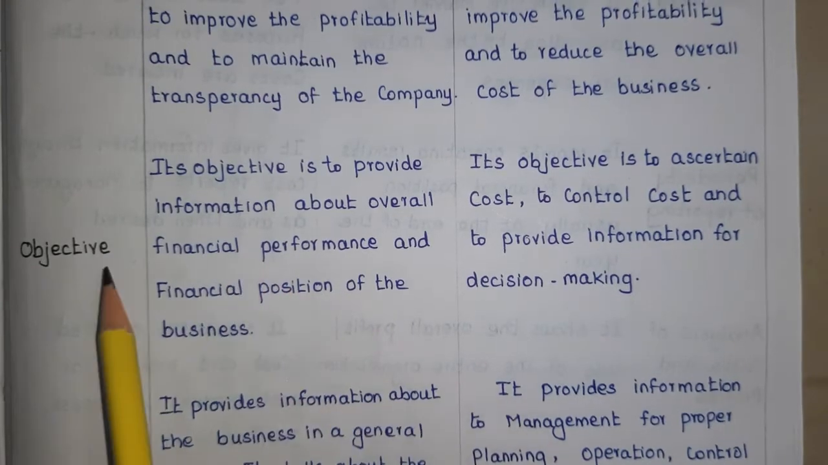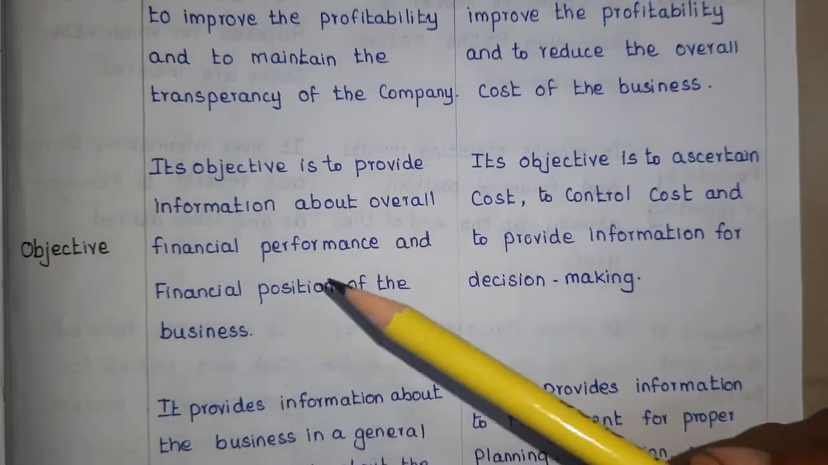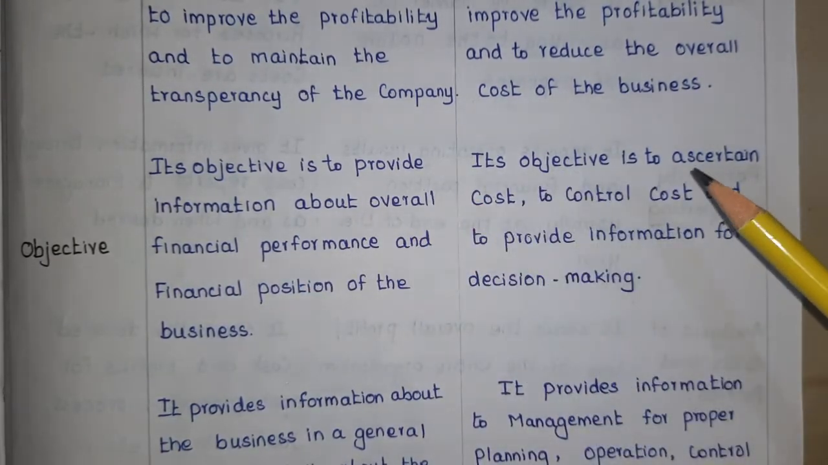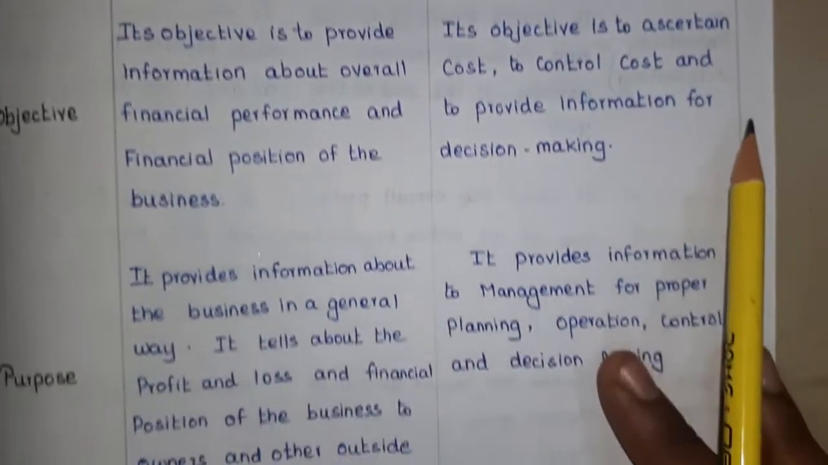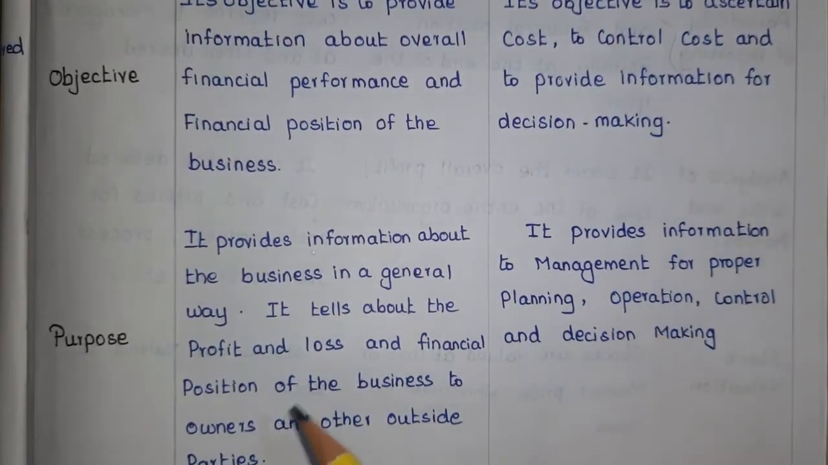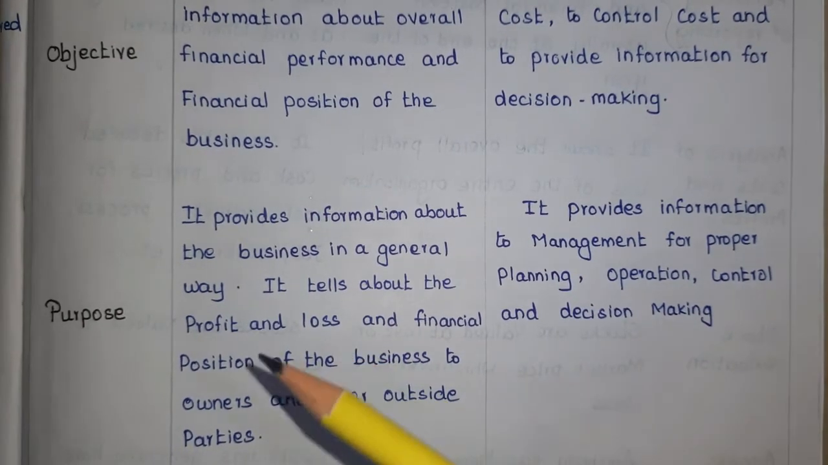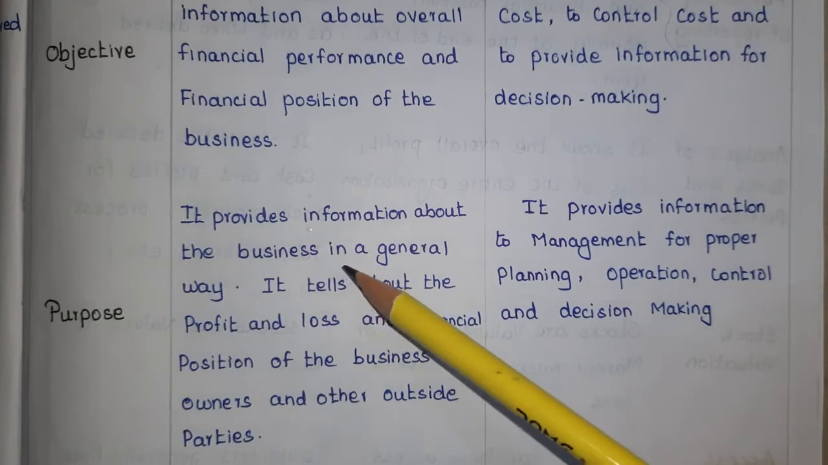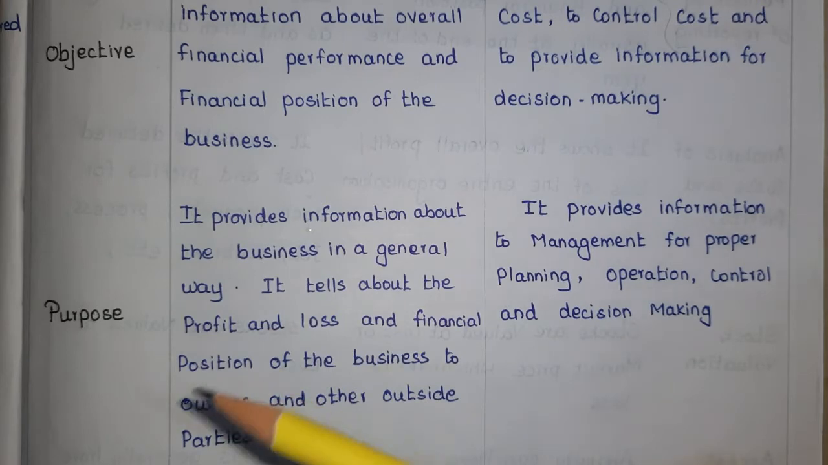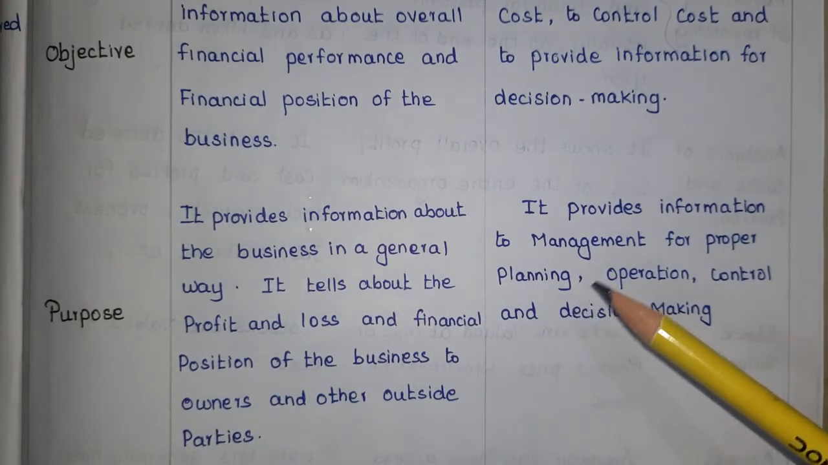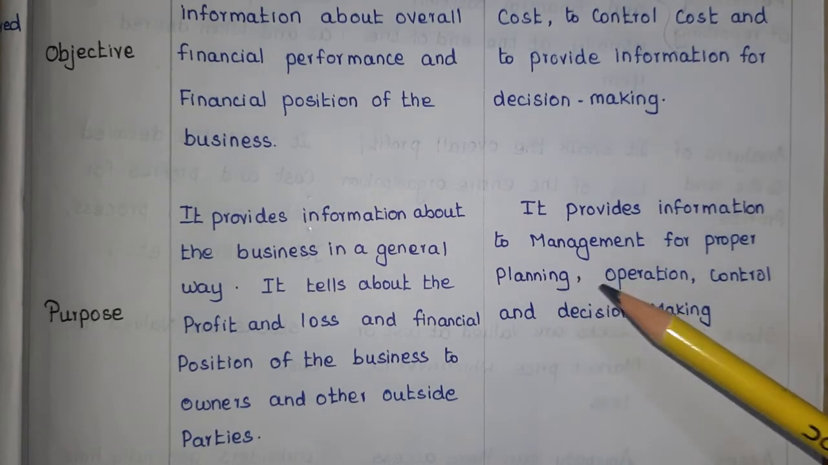The next point is objective. In financial accounting, the main objective is to see the financial position of the business. In case of cost accounting, it provides information for decision making. The next point is purpose. The main purpose of financial accounting is external reporting, mainly to the owners, creditors, tax authorities, government and prospective investors. In case of cost accounting, it aims at internal reporting. It reports normally to the management of every business.